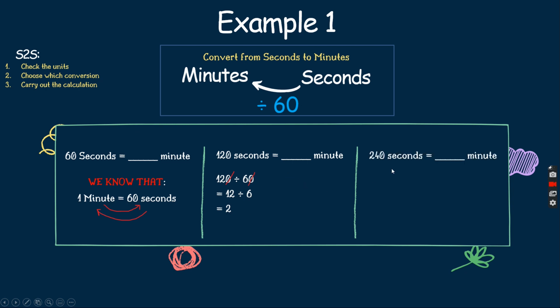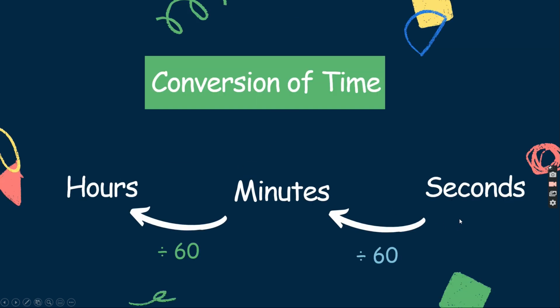Next, 240 seconds, you want to change it to minutes. So just rewrite it as normal. And then how many zeros are there? We have one 0 here, and we have one 0 here, so they can cancel out. So this becomes 24 divided by 6, and we all know that 24 divided by 6 gives us 4. So the answer is 4 minutes.